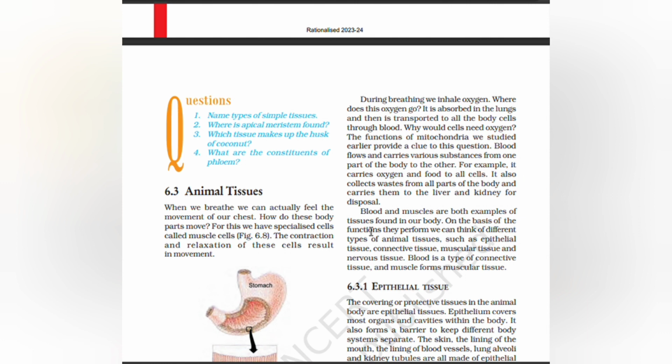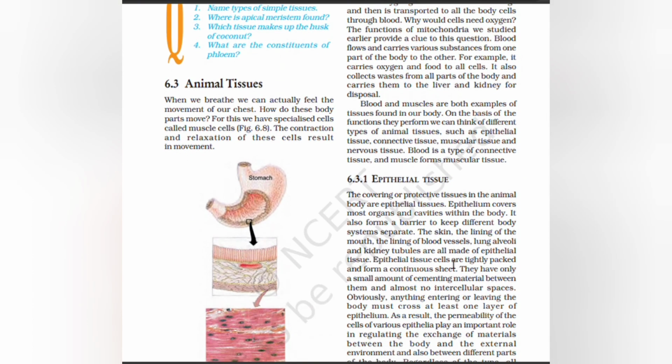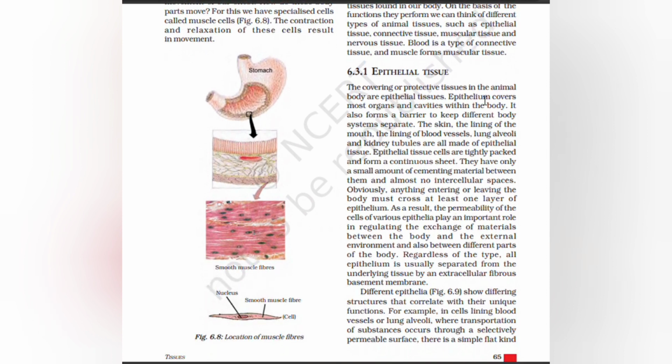On the basis of the function they perform, we can think of different types of animal tissues such as epithelial tissue, connective tissue, muscular tissue, and nervous tissue. Blood is a type of connective tissue and muscles form muscular tissue. Epithelial tissue. The covering or protective tissues in the animal body are epithelial tissues.